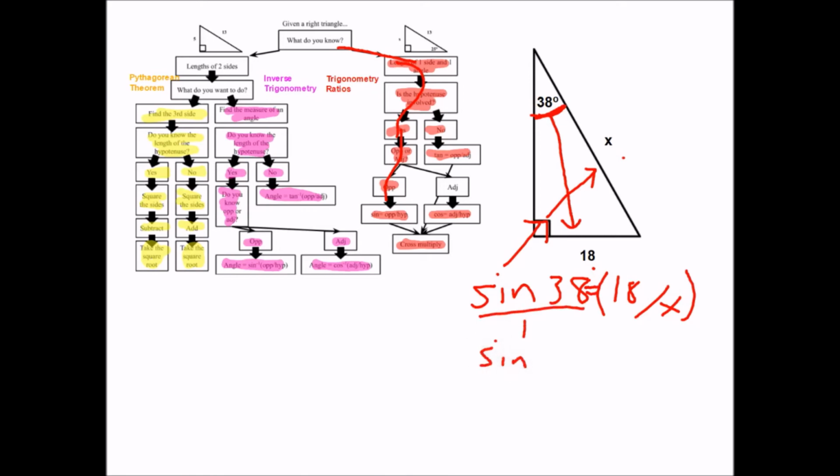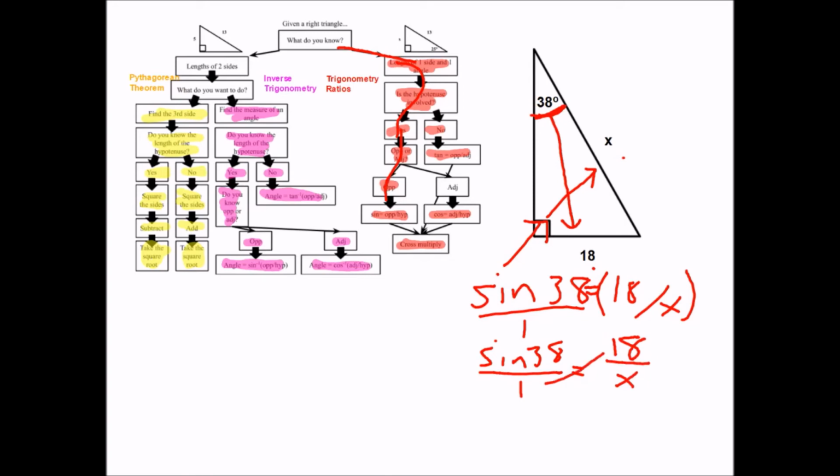Do we know opposite or adjacent? Now, they're talking about the angle that we're given. So across from that angle would be opposite. So we're given the opposite side is 18. So what we're going to do is sine of 38 is opposite over hypotenuse. And I should put an equal sign here. Sorry, sine 38 equals. Now we're going to make this look like a proportion: sine 38 over 1 is equal to 18 over x.